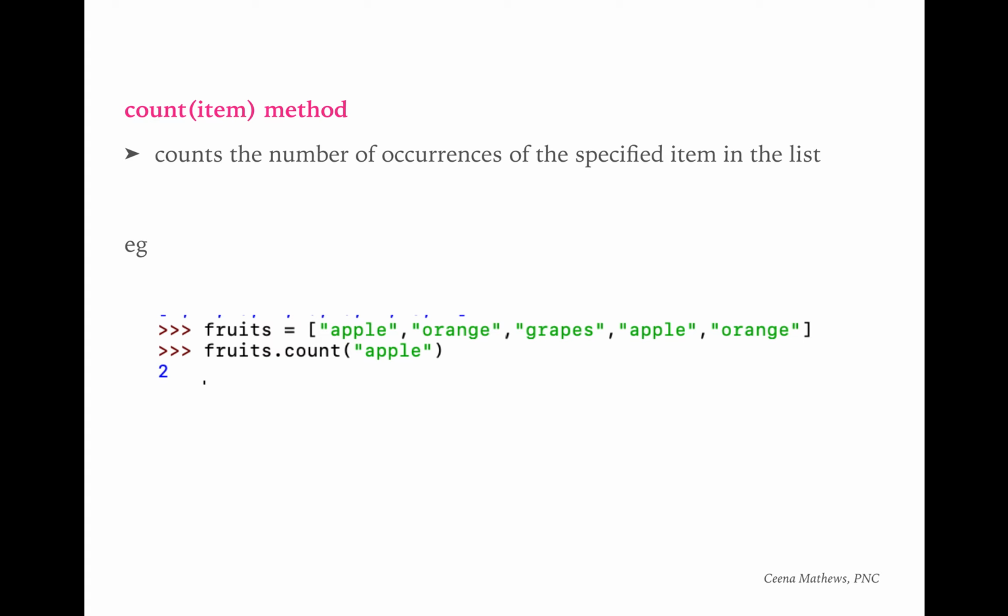Next is the count method, that is to count the number of occurrences of a specified item in the list. For example, fruits dot count of, you specify the item to be counted. Since apple is here in this list, we have 2 apples as items in fruits. When you count apple, it will display the output as 2. Instead, if you give orange, it will also give the output as 2. If you give grapes, then the count will be 1.